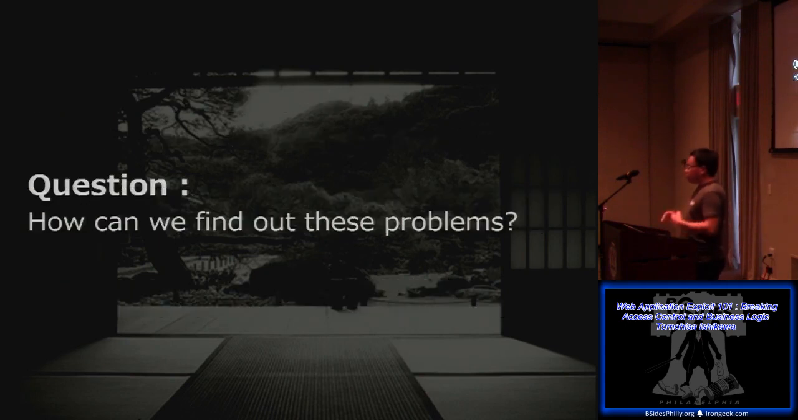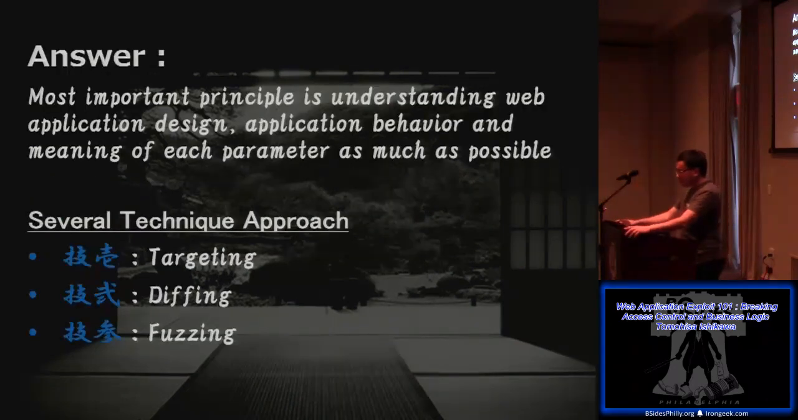So we have to do some manual testing here. We understand that. The question is, how can we find this vulnerability? At a high-level overview, there is one most important principle: understanding the web application design, the application behavior, and the meaning of each parameter as much as possible. If you understand the web application very well and understand the application design, you can find this vulnerability. Of course, this is the most basic principle.